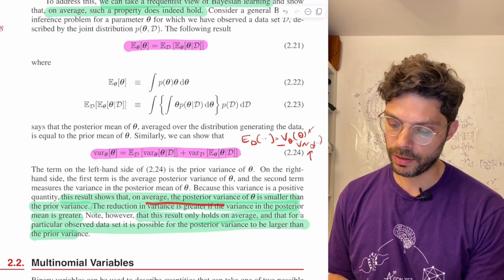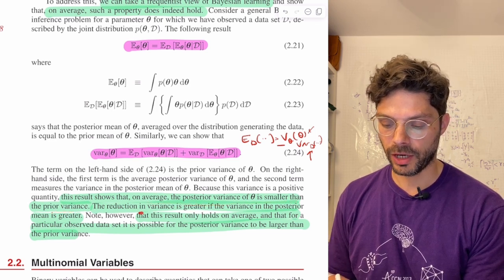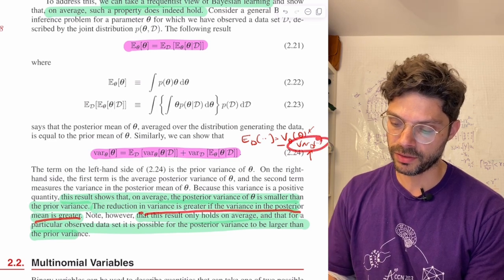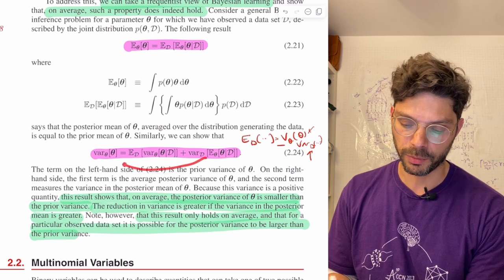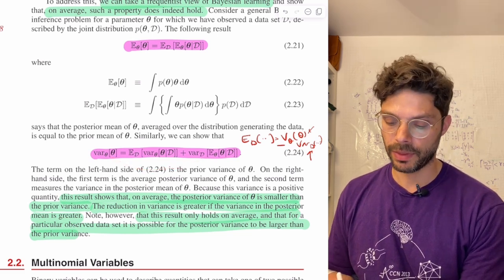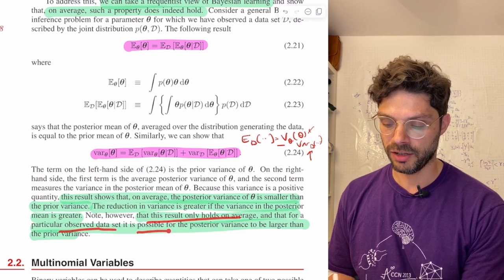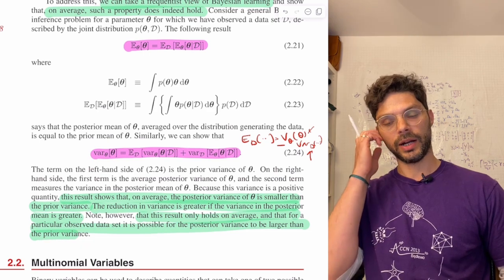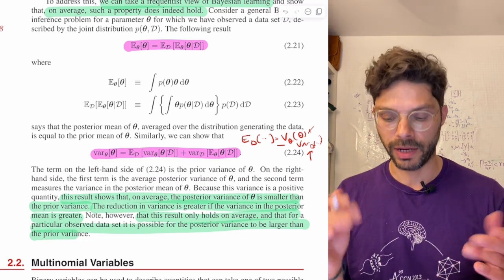On average, the posterior variance of theta is smaller than the prior variance. The reduction in variance is greater if the variance in the posterior mean is greater. So if this term is larger, then the reduction is larger, because that's what you're subtracting from that side. But this result only holds on average, and for a particular observed data set, it is possible for the posterior variance to be larger than the prior variance. So the answer is, on average, yes, things get tighter, but that's only on average.